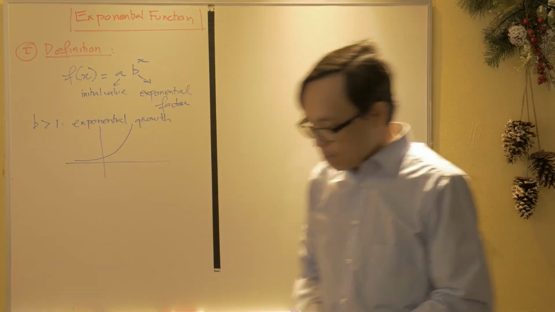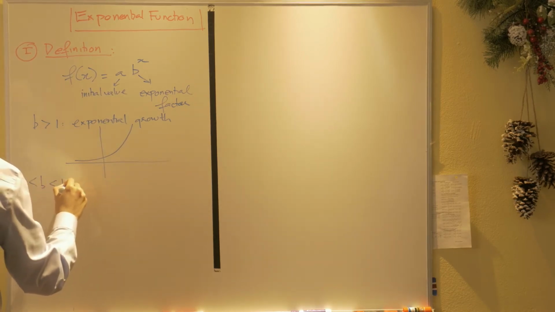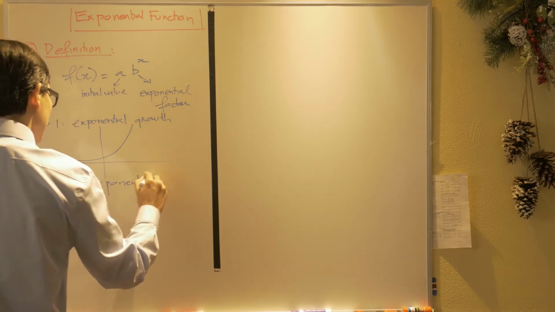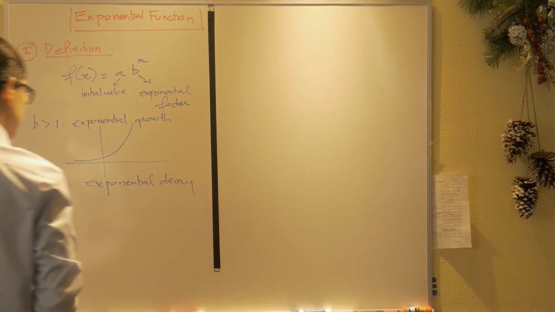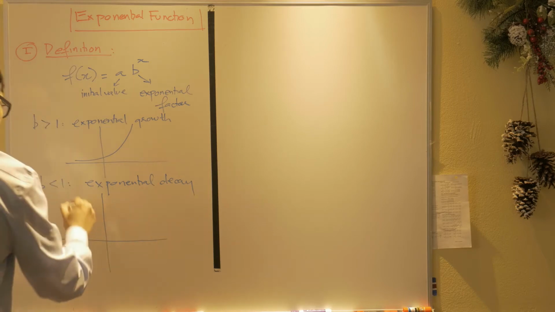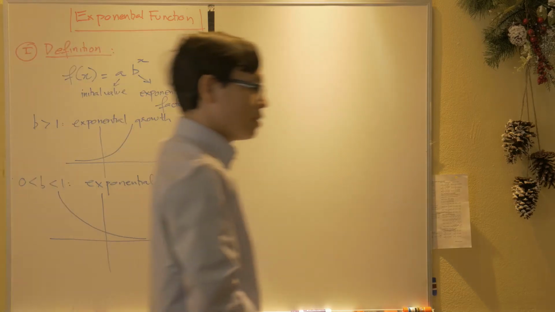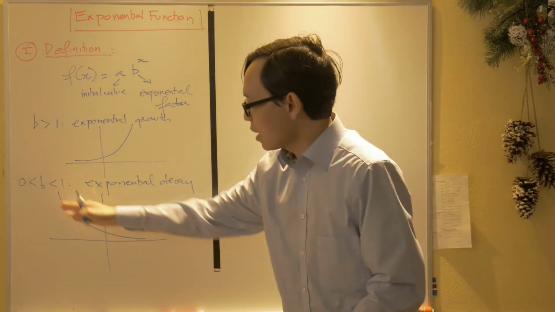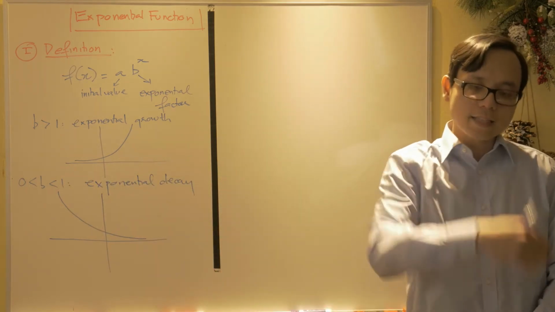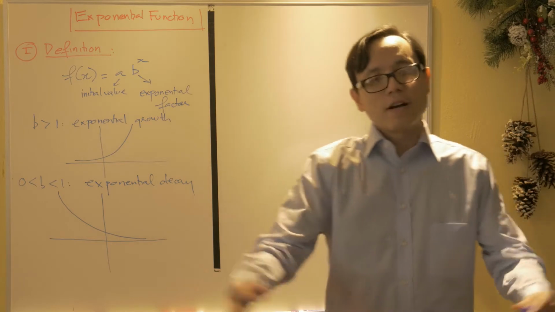Okay. However, if b is between 0 and 1, we call it exponential decay. Okay, and the graph of exponential decay looks like this. If you go from left to right, our function is decaying. Okay, it's decreasing.